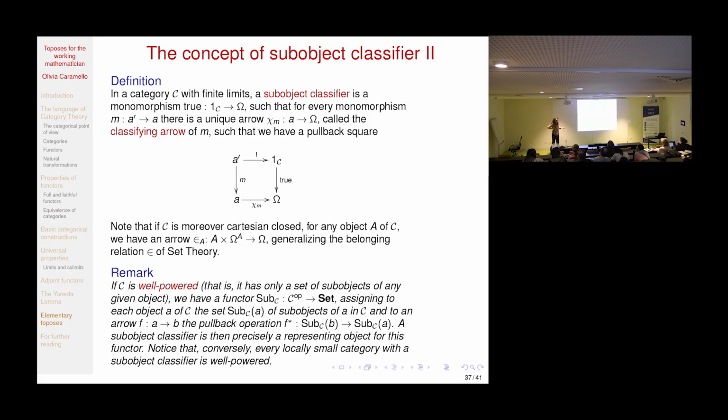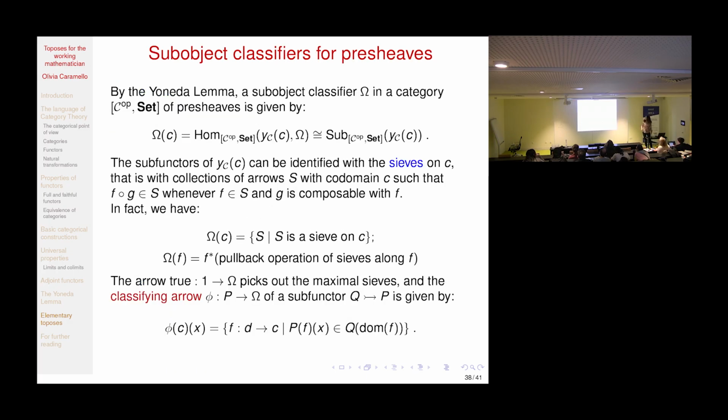Of course, there is no guarantee in general that in a category with finite limits such an object could exist. But we will see that Grothendieck toposes are categories in which such subobject classifiers always exist. And to realize this, we start from the case of sheaves. Again, we use the Yoneda lemma to understand how such a subobject classifier could be defined. So here is where we use the lemma.